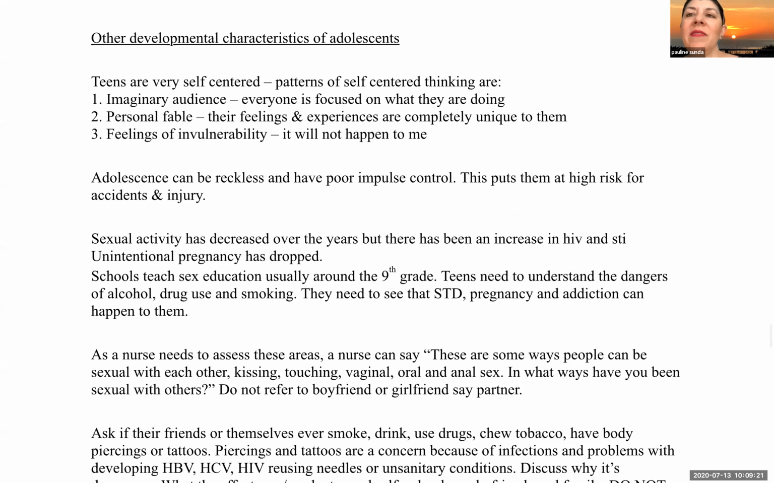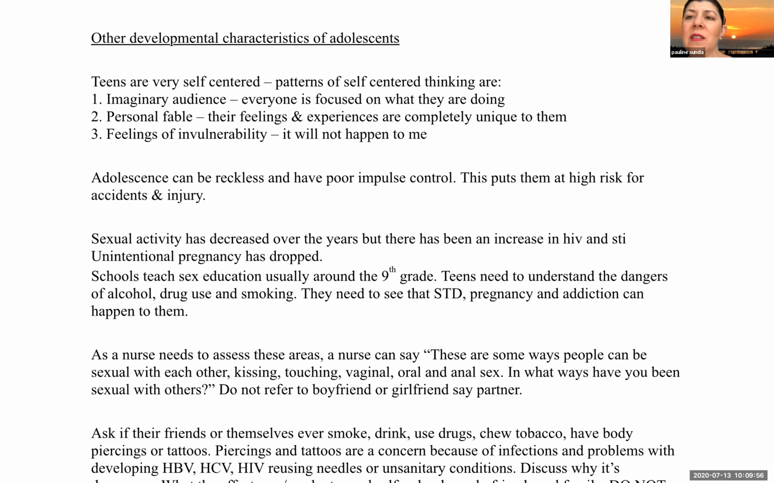So teens are often very self-centered, and some patterns of self-centered thinking that are common to the teen include the imaginary audience. This is the thought process where they believe that everybody is focused on what they are doing. They believe everyone is watching them. The personal fable is that their feelings and experiences are completely unique to them, which means nobody understands what they're going through because they've not experienced what they've experienced in the past.